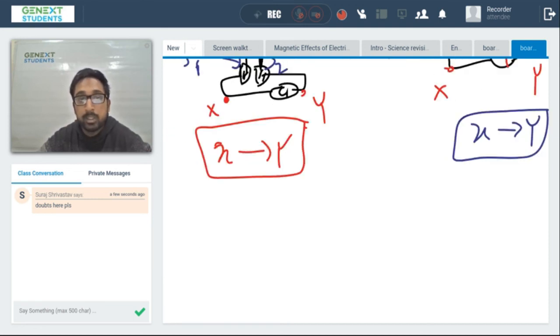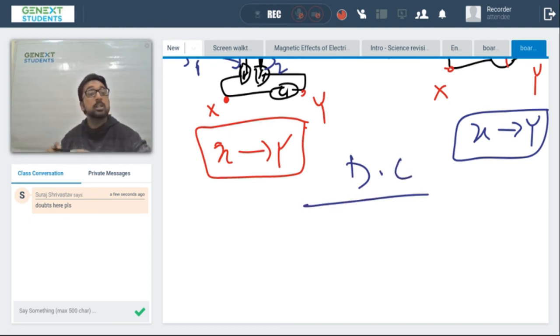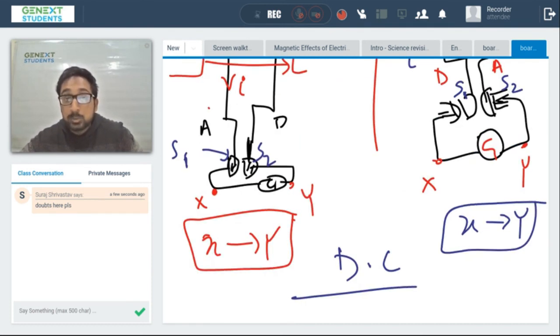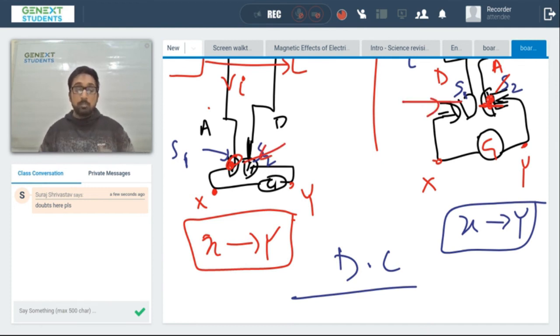What kind of source will it be? It will be a direct current source, DC source. So this is a DC source. This is a DC generator, right? What did we see in DC generator? The split rings here. See, this is the split ring. Split rings, right? Initially A was attached to S1, and later on it was attached to S2. Initially D was attached to S2, but afterwards it was attached to S1.